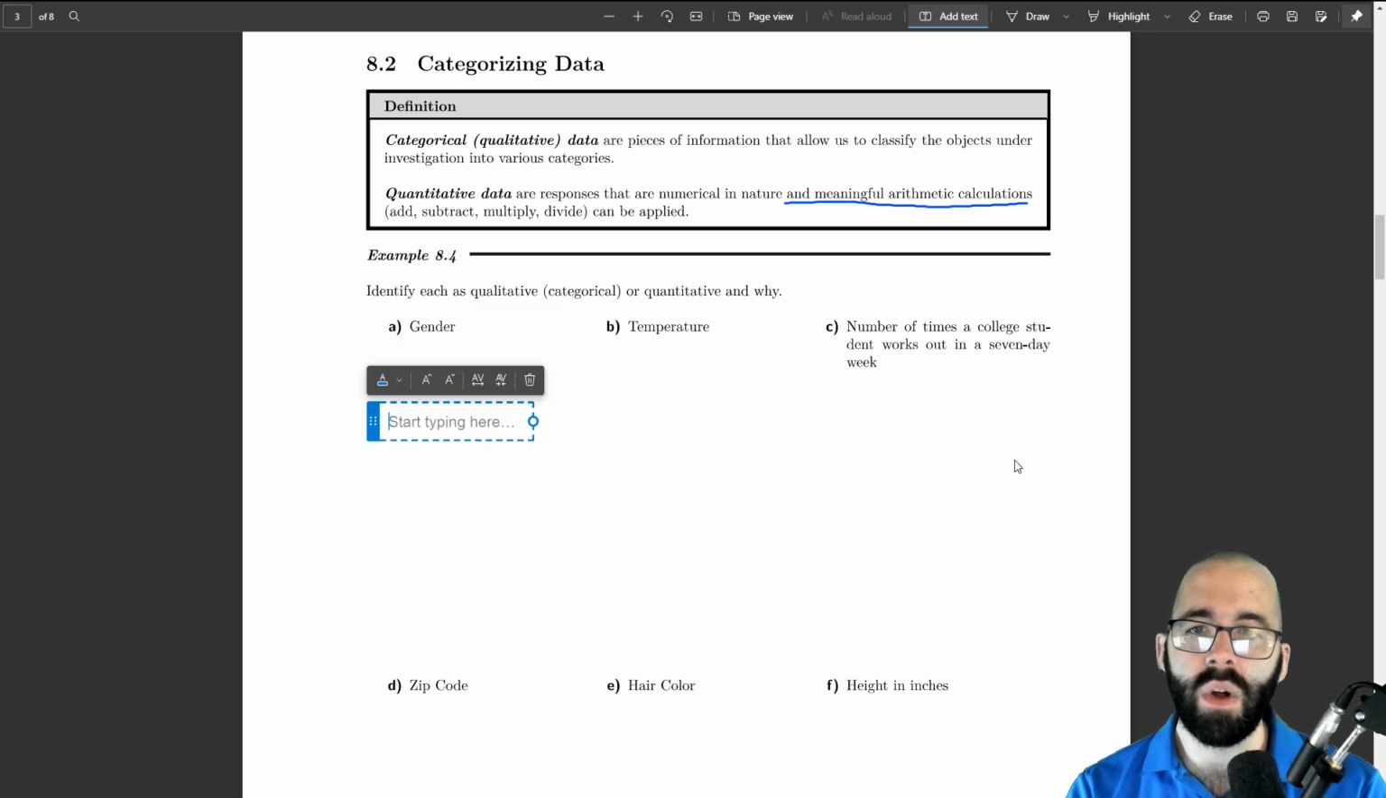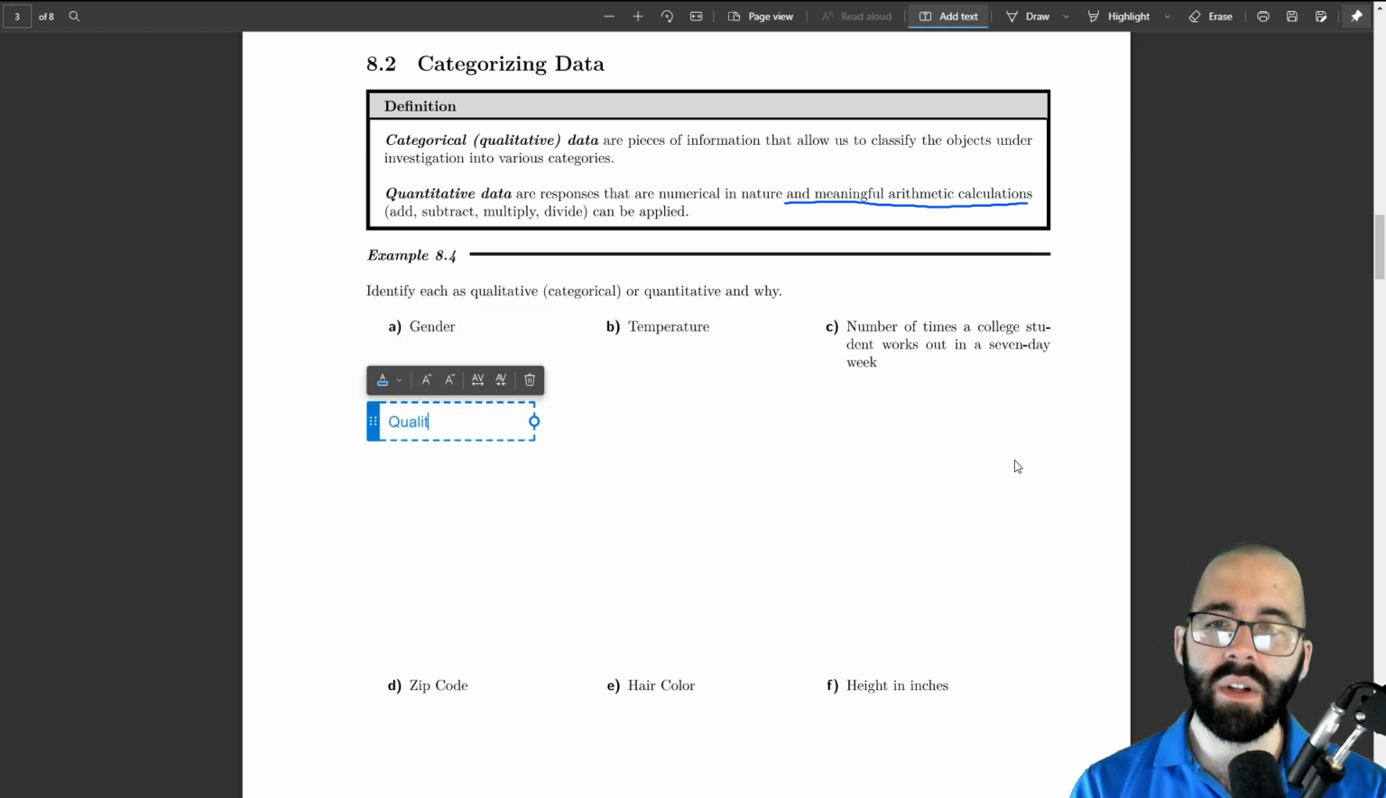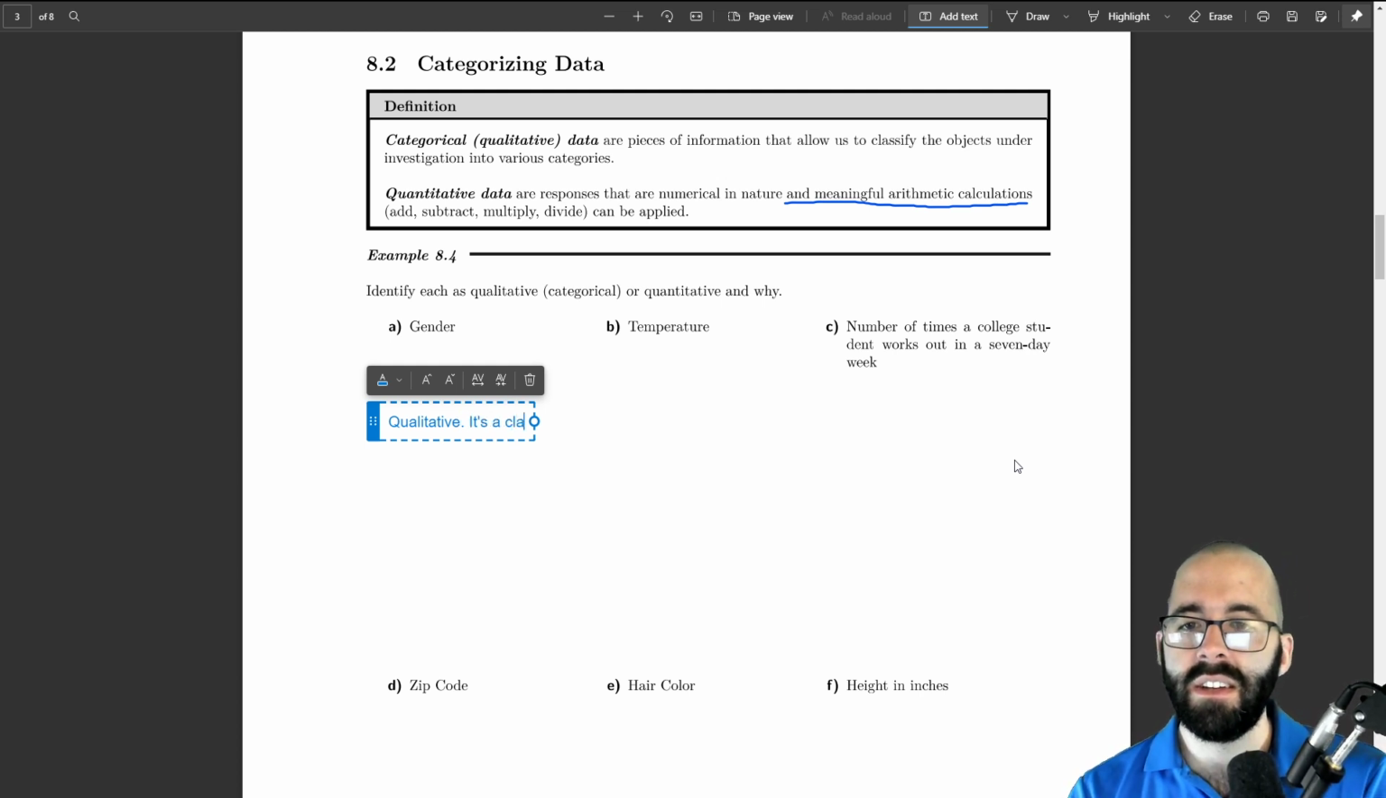Gender, is that qualitative or quantitative? Well, it's qualitative. Qualitative. It's hard to type out. And why is it? Because it's not numerical, right? It's a classification.